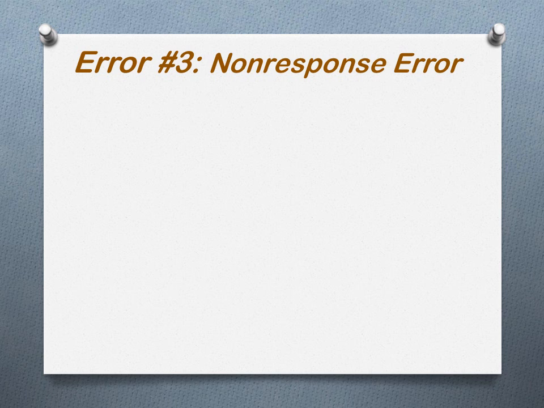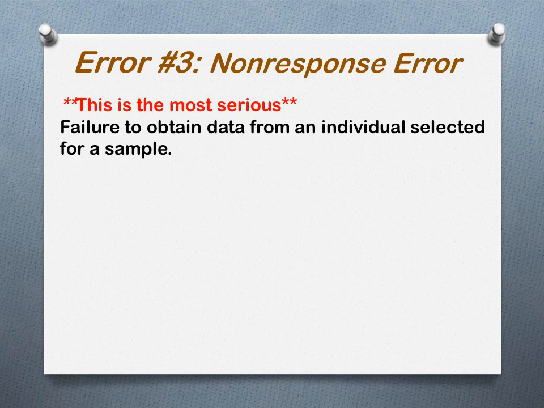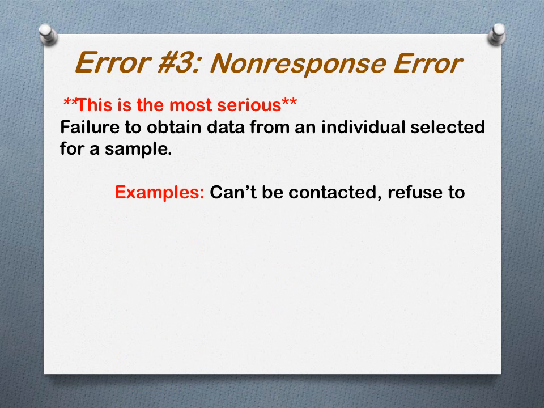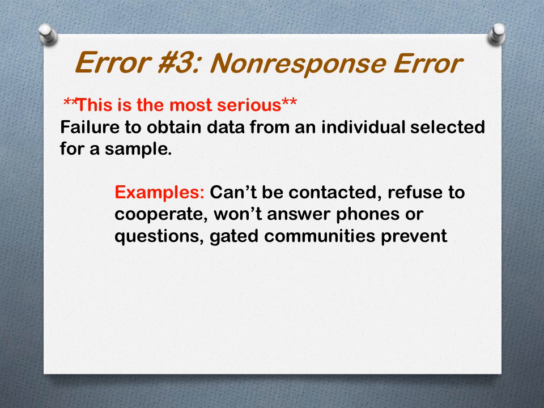Error number 3 is called a non-response error. This is actually the most serious type of error. This is a failure to obtain data from an individual selected for a sample. Examples include when subjects can't be contacted, they refuse to cooperate, they won't answer the phones or questions, or if you're trying to interview people in a gated community, this may be impossible because it's a gated community. So if you think about all those telemarketers that have been calling your house to try to get data, they're probably getting a lot of non-response error because people just hang up on them.